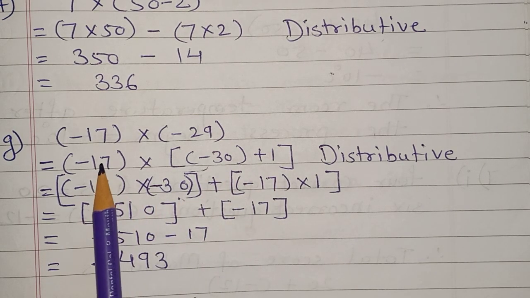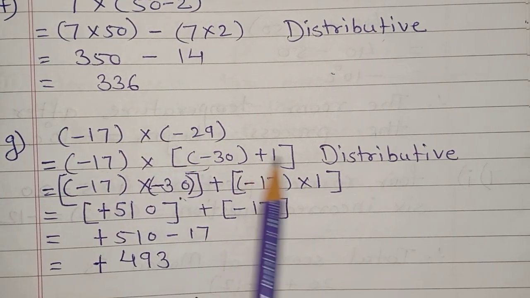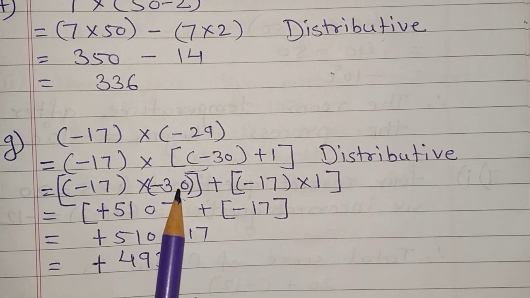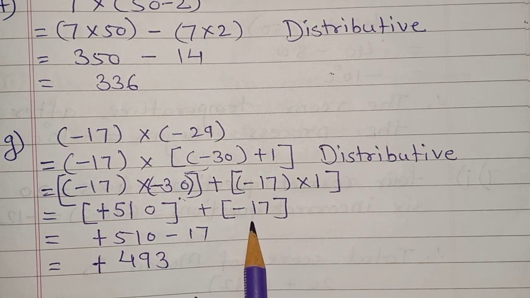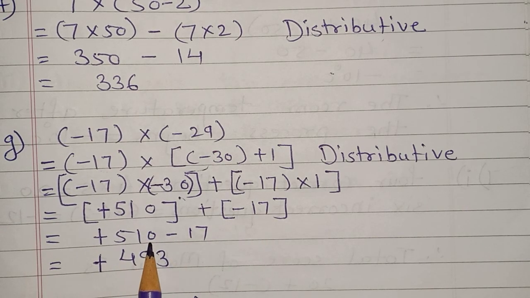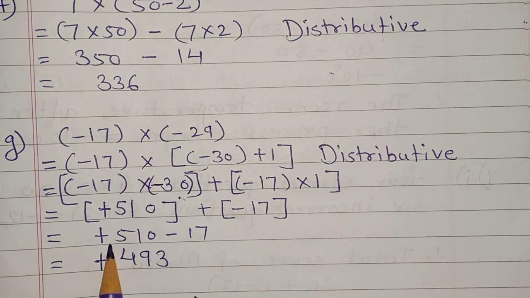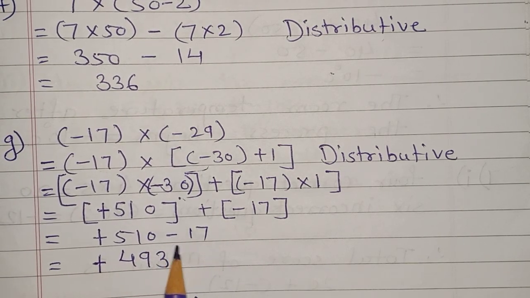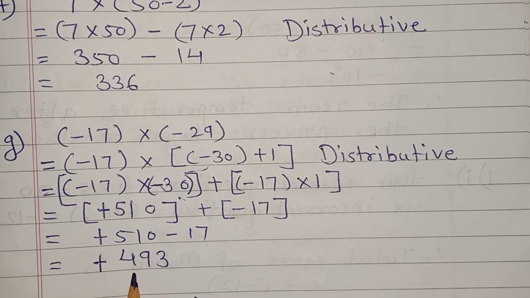Now let's multiply minus 17 into minus 30 and minus 17 into 1. It gives me the answer 510, and in this bracket the answer is minus 17. Now let's take out the bracket. So it is 510 minus 17. After solving this, one number is positive, another number is negative, so we have to do the subtraction and take the sign of the bigger number.